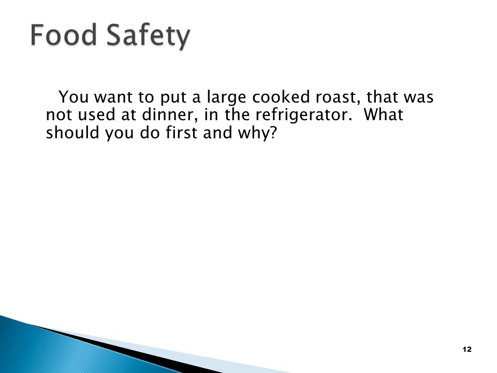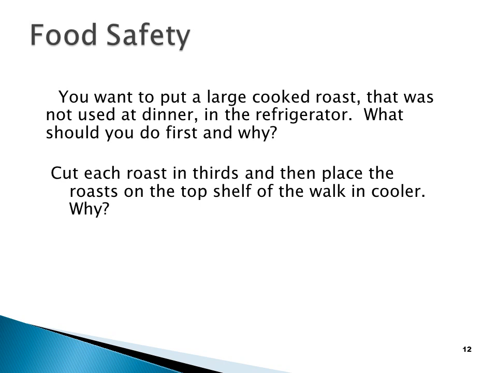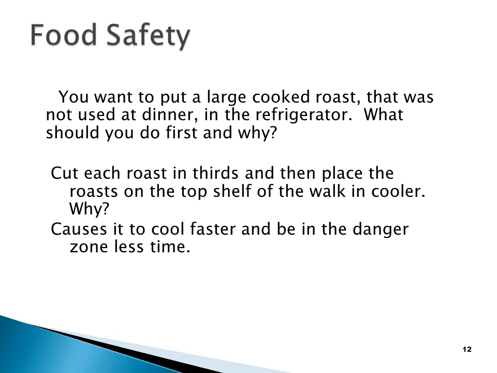You want to put a large cooked roast that was not used at dinner in the refrigerator. What should you do first and why? So before you put a large roast away in the refrigerator to chill down, what's the first thing you need to do, and why? You need to cut each roast into thirds and place the roasts on the top shelf of the walk-in cooler. Why is that? Because it cools faster when you cut it into smaller pieces, and thus it would be in the danger zone less time. Why are you putting it on top? Because it's cooked, so you would put the uncooked products down below it.